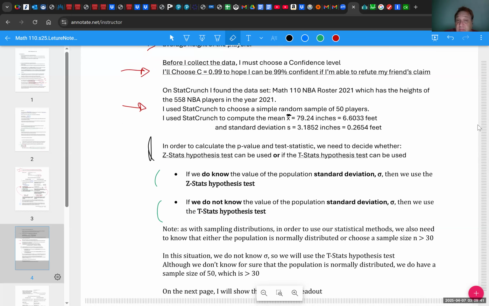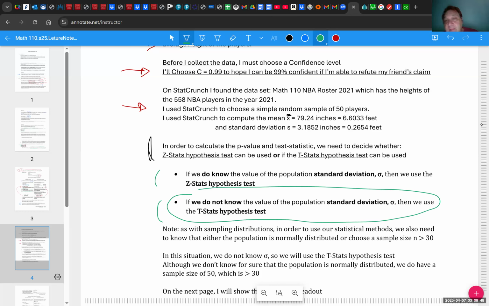So in this particular case, we're going to have to use the t-stats method because we do not know the population standard deviation. A couple little notes. With sampling distributions and other statistical methods like this one here using the t-stats method, we need to know that either the population is normally distributed, or we need to choose a sample size greater than 30.